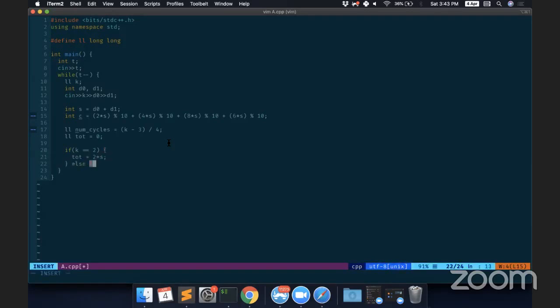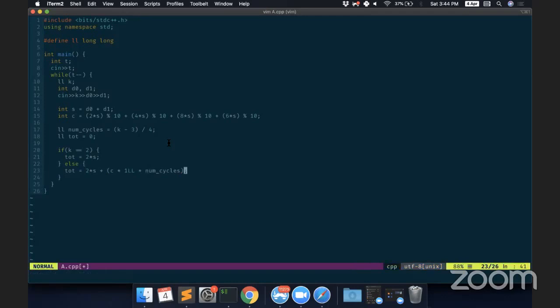Otherwise, we can say total will be equal to 2s plus, okay, I'm adding 2s because it's basically contributing d0 plus d1 plus d2. Then I'm adding c into 1ll into num cycles. I use 1ll here because c is an integer. So 1ll basically typecasts it to a long. Here num cycles is a long, so it doesn't matter. But let's say this was an integer. If this was x, where x is an integer, and you still want the product to be a long, you can do into 1ll. That's a trick that a lot of people use.